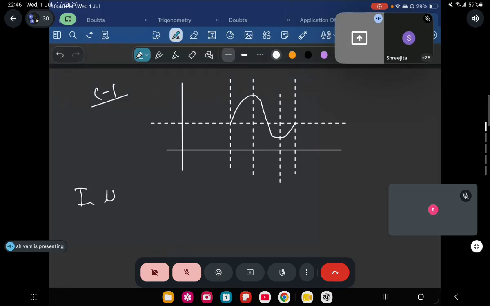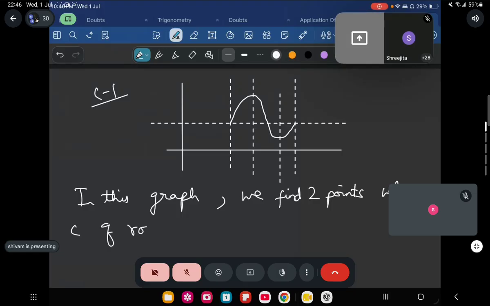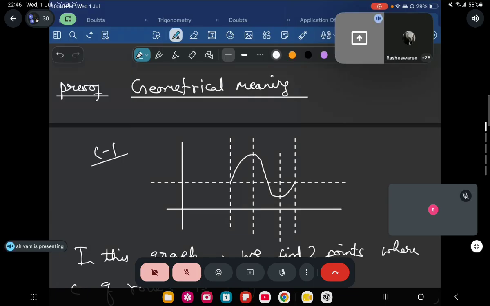This is case one. In this graph, we find 2 points where Rolle's theorem is verified. Can you please show the labelings on the graph? Yes, this is A, this is B, this is f of A.